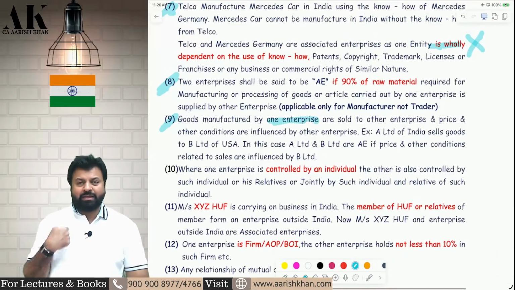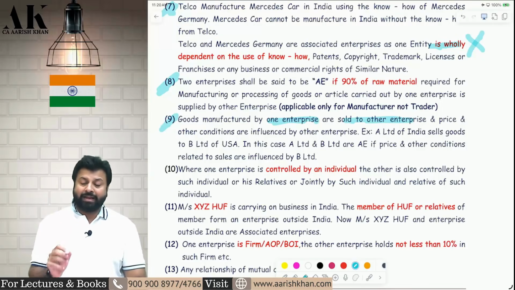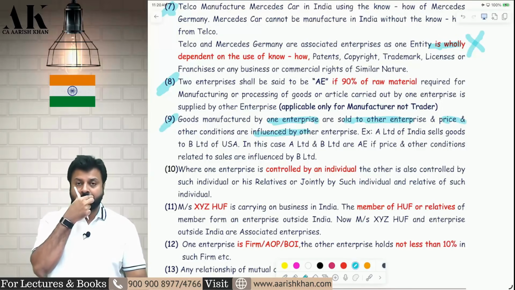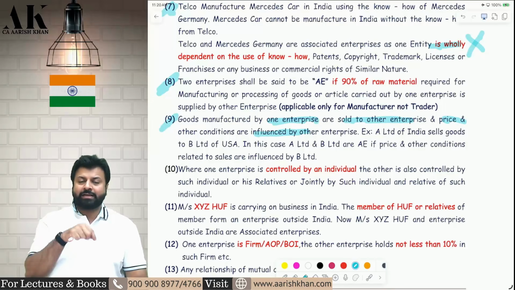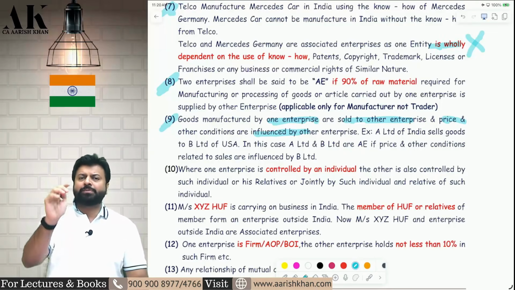Next one is a slightly dangerous point. Goods are manufactured by me and I sell to you. I'm making some goods and selling them to you, but the price and other factors are influenced by you. You will decide the price, the credit period, how the delivery will be made, and how the warranty will be given. Everything will be decided by you. So the transaction is influenced by you.